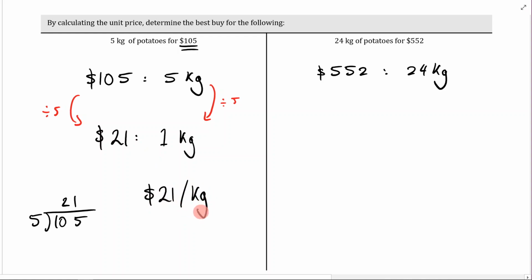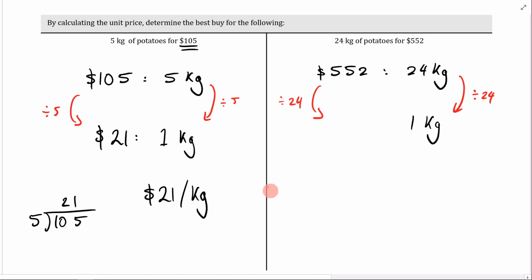Then we come over here, and remember, we want to make this a kilo as well. So that means I'm going to have to divide this side by 5. I have to divide this side by, not 5, by 24. Divide this side by 24.